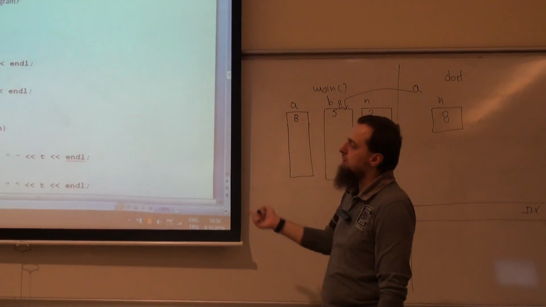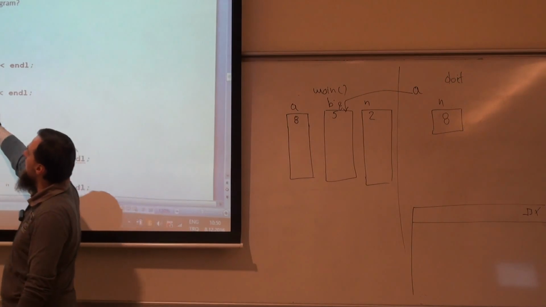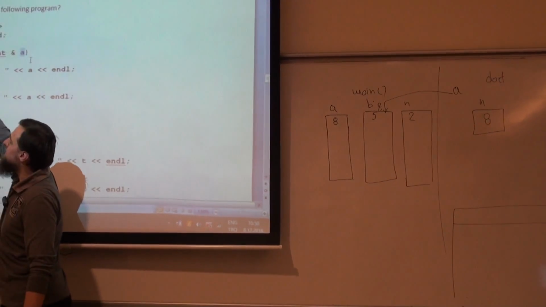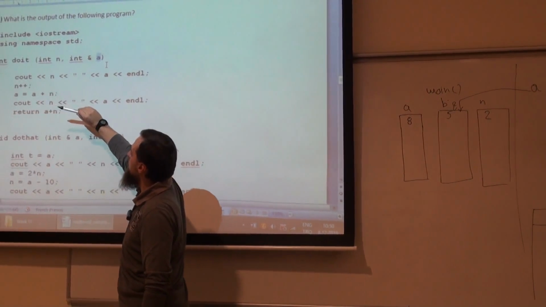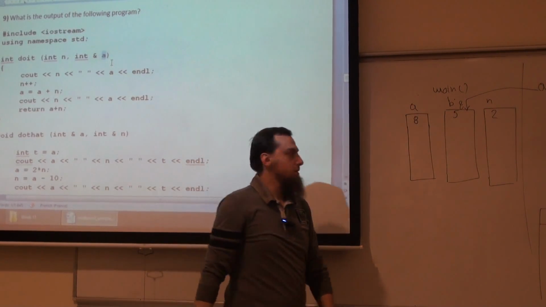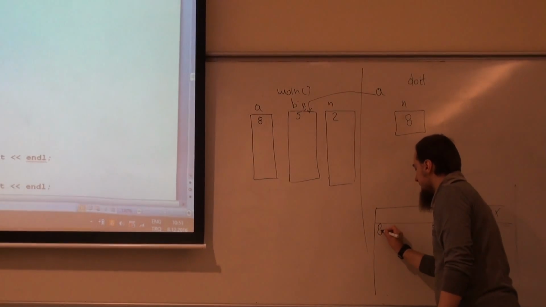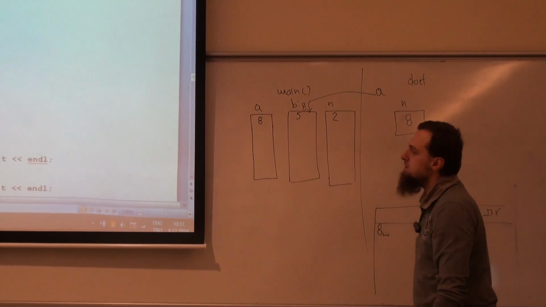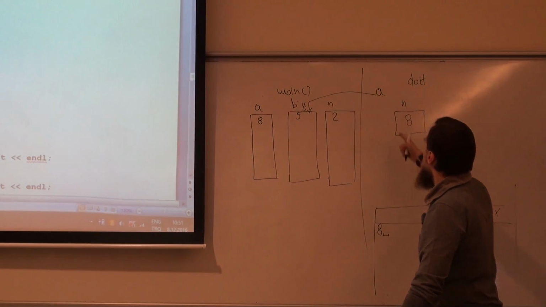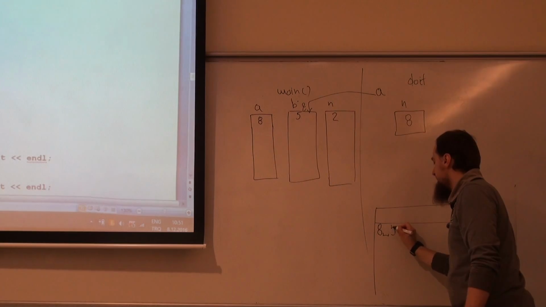Let's see what we have here. So we are calling the DoIt function. Here we are printing n as it is seen in the DoIt function, and we are printing a with an empty space in between. So what's the value of n? It's 8. I'm printing 8. There's the empty space. And I'm printing a. What's the value of a? It's 5. So I'm printing 5.